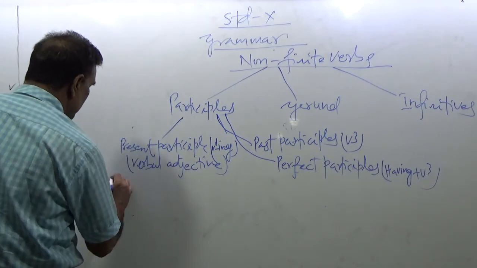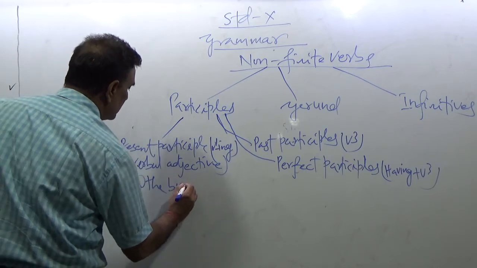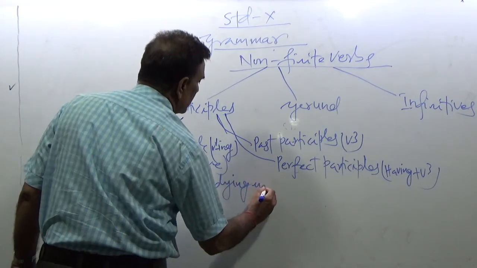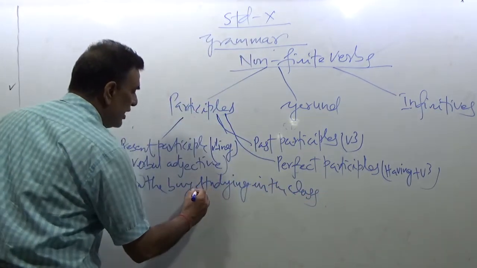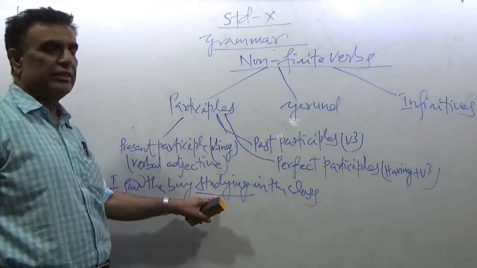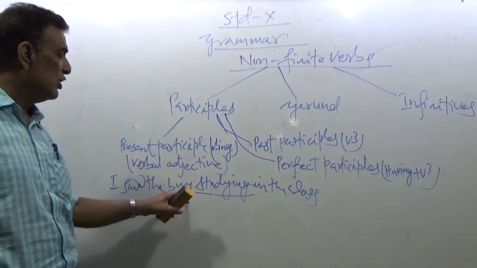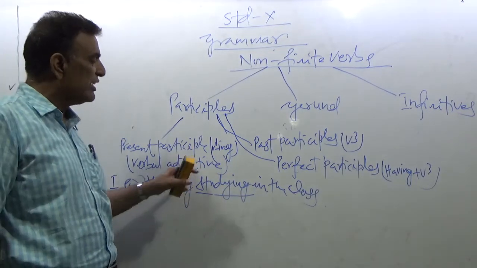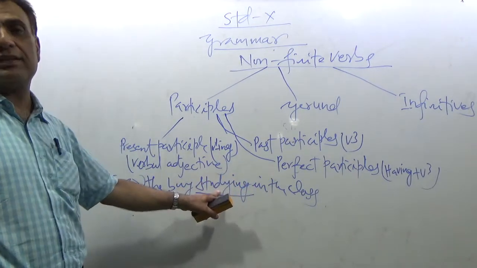For example, you see, I saw the boy studying in the class. Here, this is the present participle used, and its function is of an adjective because it is qualifying boy. I saw the boy studying in the class. So this studying in the class, this studying is a participle.